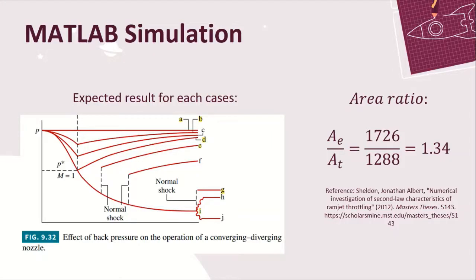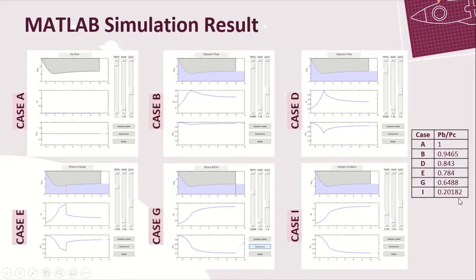In this part, I will explain about our results of playing with the MATLAB tool. First of all, here is the expected result for each case. We need to find for case A, B, D, E, J, and I. The area ratio that we are using is 1.34, which we get from this reference. Then after performing the MATLAB simulation, here's the result for each case, and this is the list of the value of PB over PC for each case. After we found this value, we will analyze what will happen if the area ratio is decreased and increased.